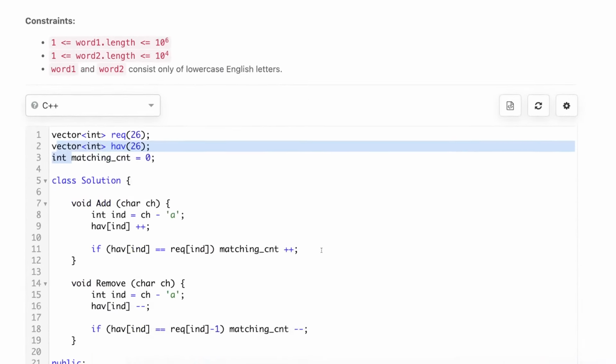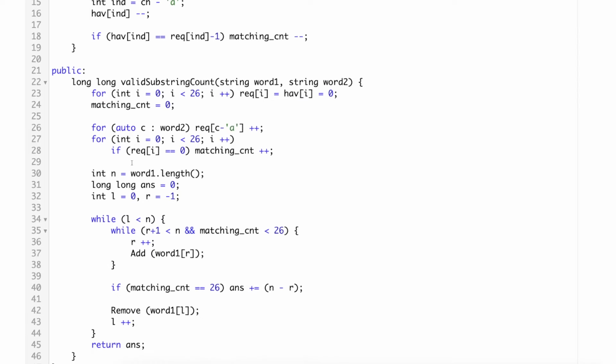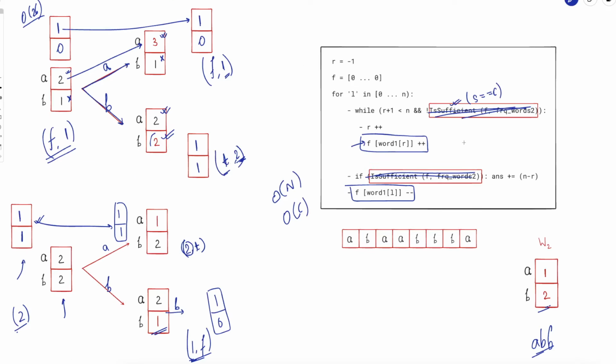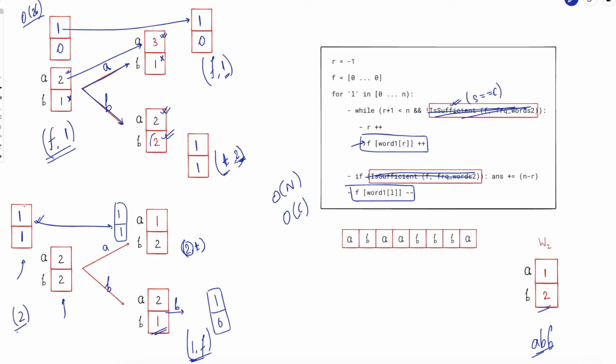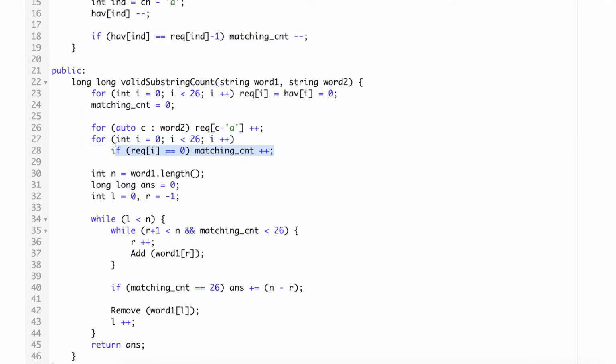The code is exactly what we discussed. We start by figuring out the frequency of every character in word 2. Once you have the frequency of every character in word 2, we also figure out how many of them are 0. This matching count is basically this sum that we were talking about, right? So if anything is 0, it inherently means that that piece is already matching. In other words, the valid of that would already be 1, and because the valid will be 1, the sum would also change, and hence we are changing the value of sum here, right?